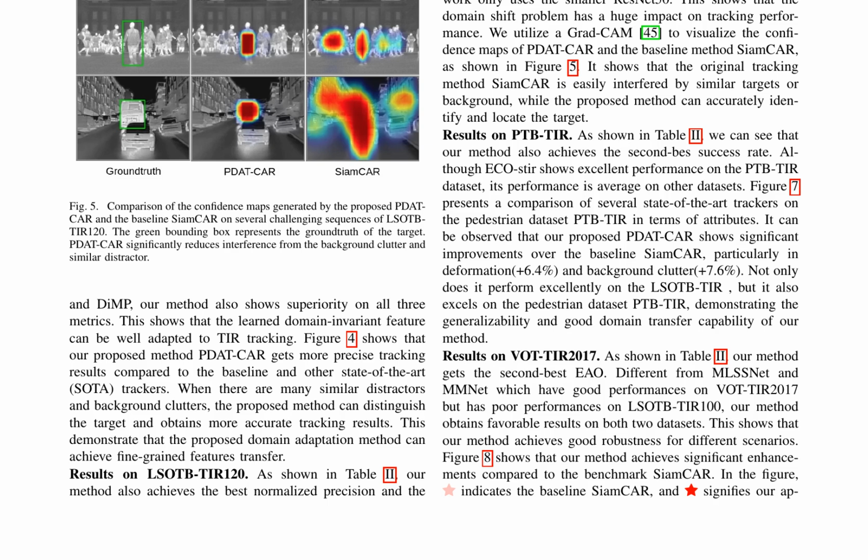PDAT-CAR achieves significant enhancements compared to the benchmark SIAM-CAR on the VOT-TIR 2017 dataset, demonstrating the generalizability and good domain transfer capability of PDAT-CAR, as well as its robustness for different scenarios. The learned domain-invariant feature can be well adapted to TIR tracking, achieving fine-grained features transfer. The proposed domain adaptation method can effectively address the domain shift problem, which has a huge impact on tracking performance.